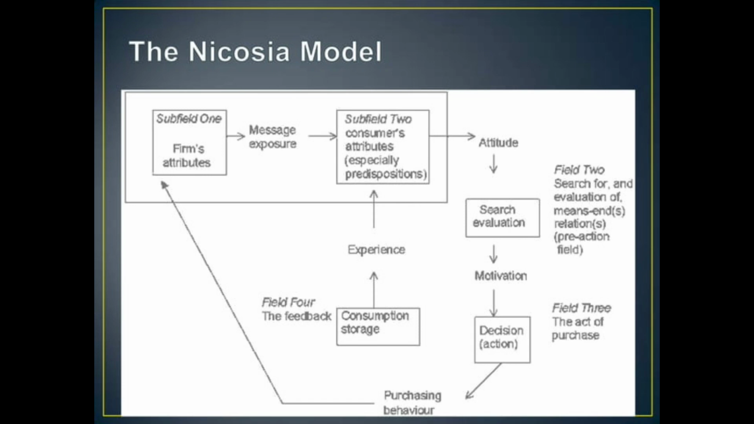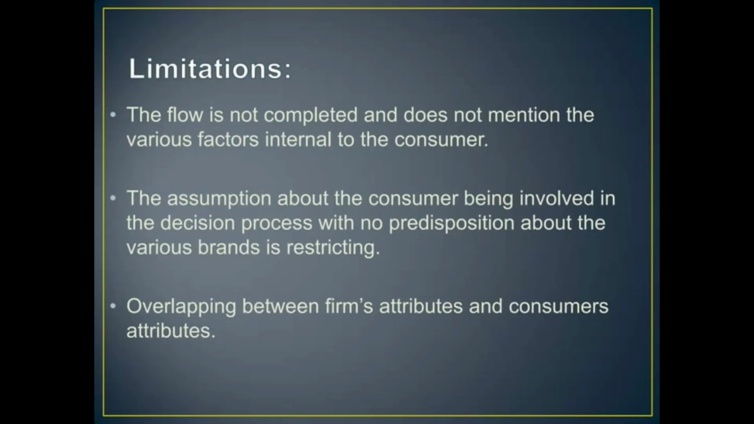Then this is the Nicosia model flow chart. So this represents field 1. Field 1 contains the message exposure, and subfield 2 is consumer attributes and predispositions, attitude. Field 2 is search for evaluation of alternatives. Field 3 is decision action, and field 4 contains the consumption and storage, and finally the experience. The limitation is the assumption about the consumer being involved in the decision and about the various brands, restricting overlap between the firm's attributes and the consumer's attributes.